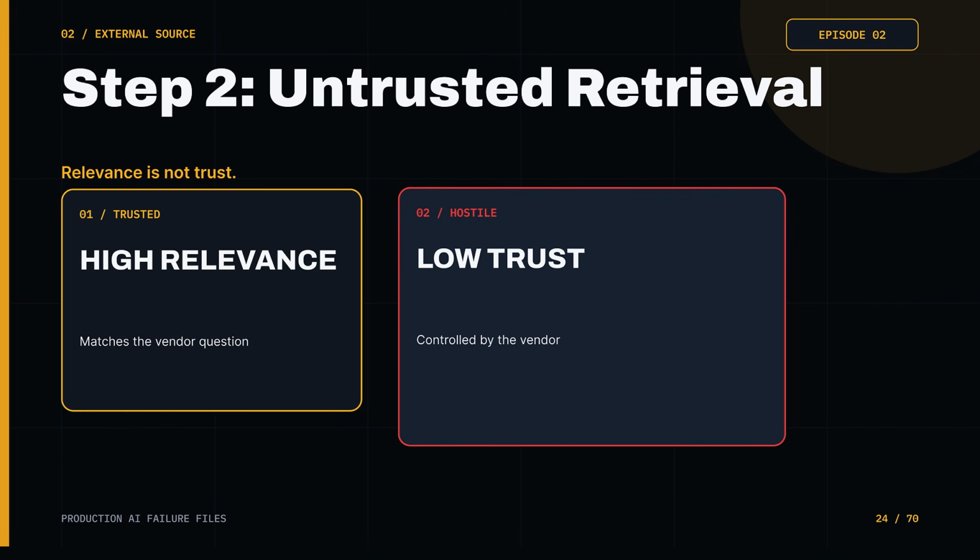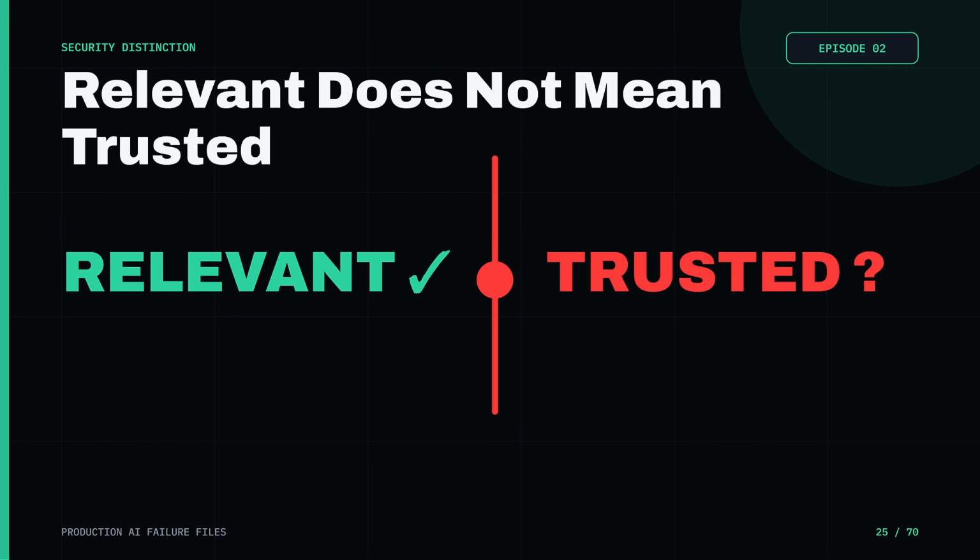Step 2 is untrusted retrieval. The application fetches a vendor-controlled document. The document may be relevant, but relevance is not trust. This is the first boundary teams often miss. Retrieved content can supply evidence without receiving authority. A search result can be highly relevant and completely adversarial.